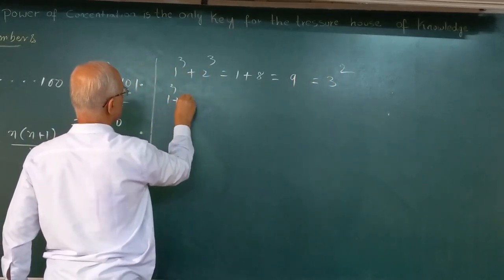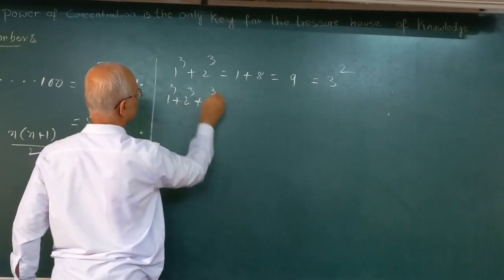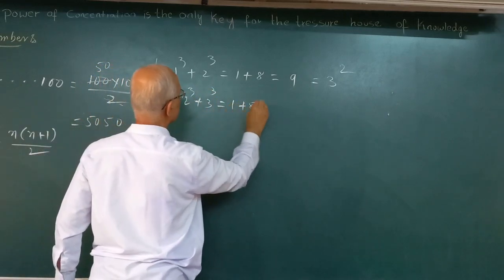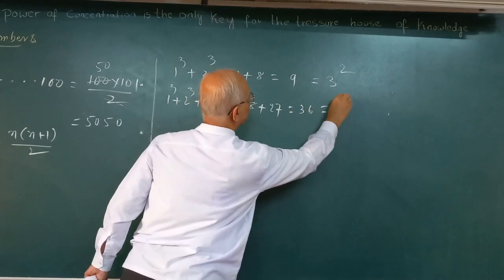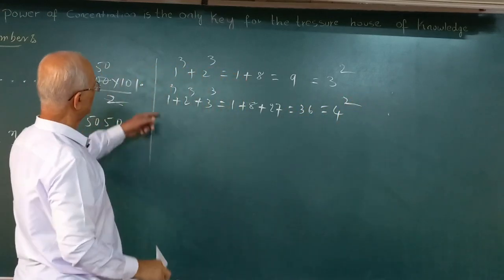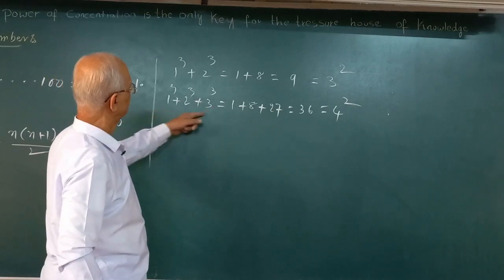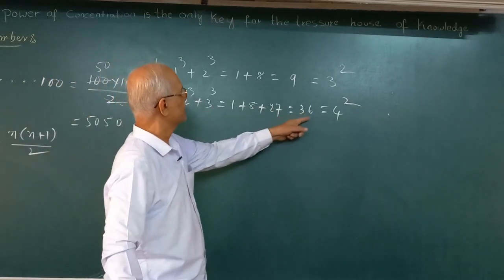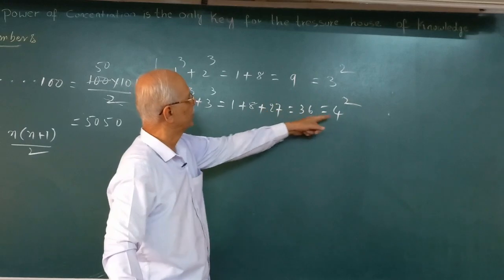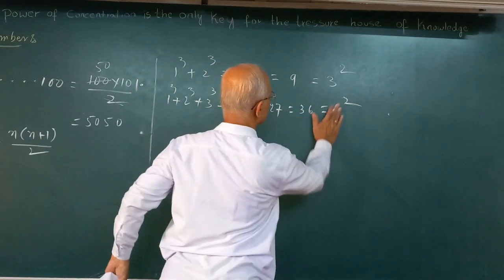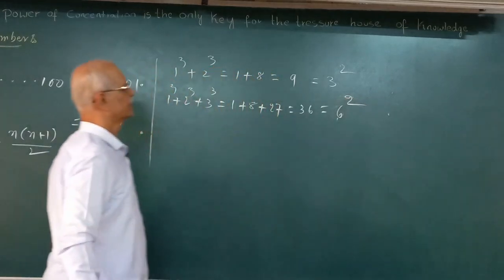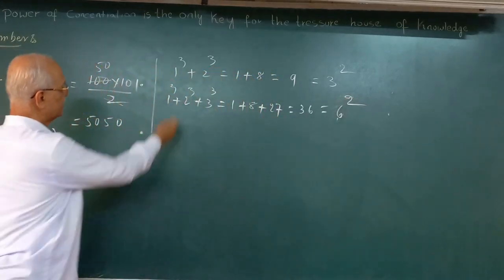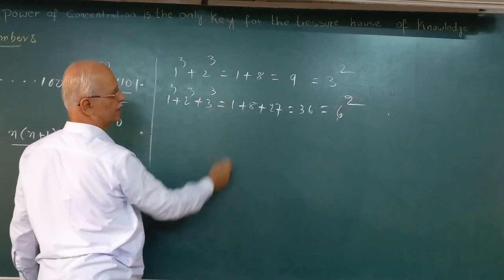1 cube plus 2 cube plus 3 cube is equal to 1 plus 8 plus 27, which is equal to 36. See, cubes I added. You get 36 and it is a perfect square. Sorry, it is not 4 squared, it is 6 squared. 36 is 6 squared. Like that you can go on writing this, any number.